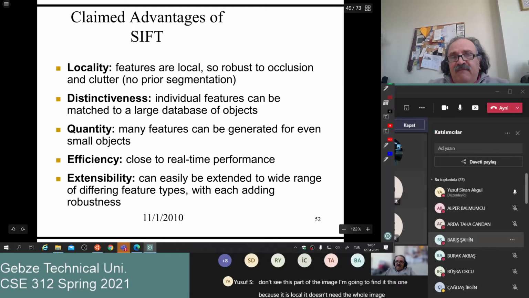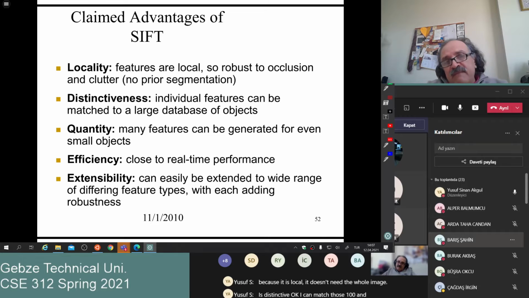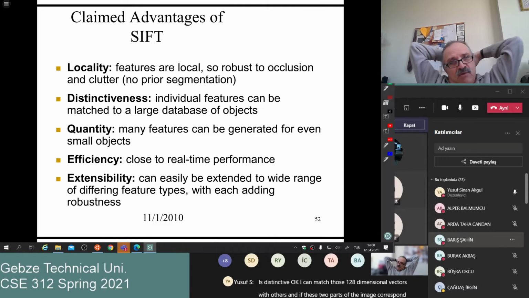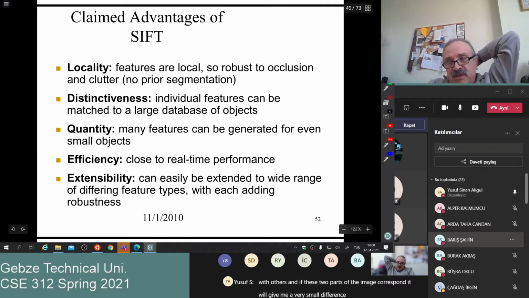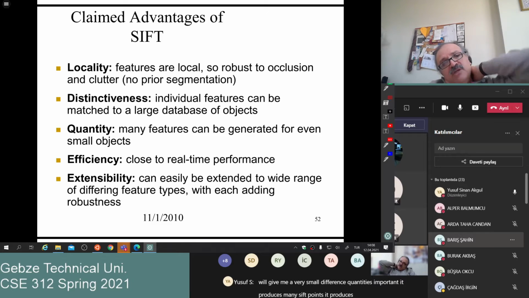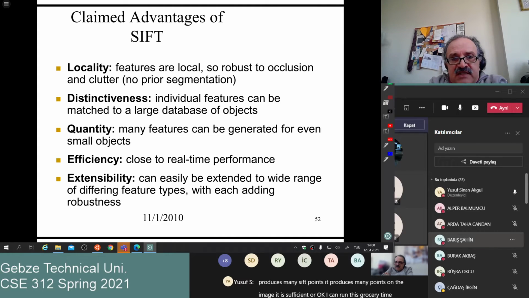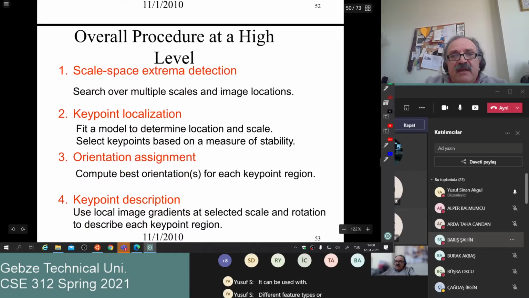It is distinctive. I can match those 128 dimensional vectors with others, and if these two parts of the image correspond, it will give me a very small difference. Quantity is important. It produces many SIFT points on the image. It is efficient. I can run this at close to real-time performance on good systems, and it is extensible. It can be used with different feature types. So these are the good things.